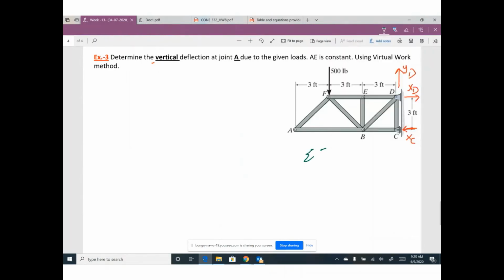So summation Fx equals 0, summation Fy equals 0, summation of moment at any point equals 0. I think this reaction will be 500. 500 times 6 divided by 3 will be 1000. This one will be 1000, and this one will be 1000. So apply the equilibrium equations for reactions.